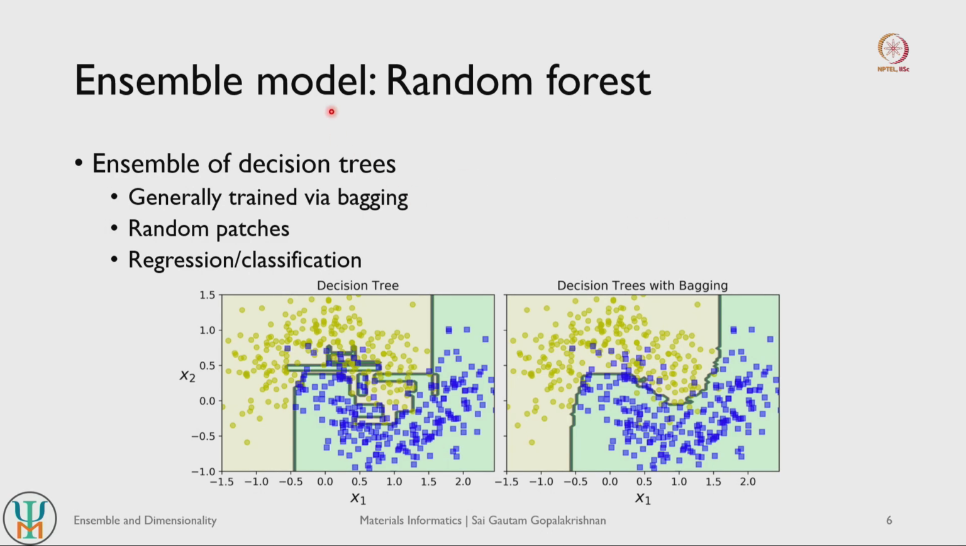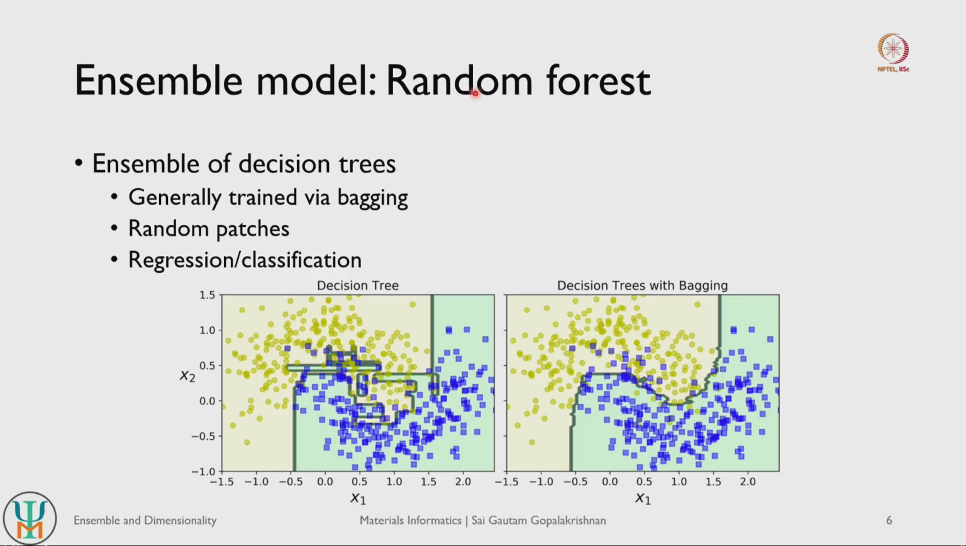Okay. So what is one very common example of an ensemble model? The most common example is actually random forest. The random forest model is basically an ensemble of decision trees, right. So how are these decision trees trained? They are generally trained via bootstrap aggregating or bagging, right. You do employ random patches, so you sample a subset of your data points and you also sample a subset of your features.